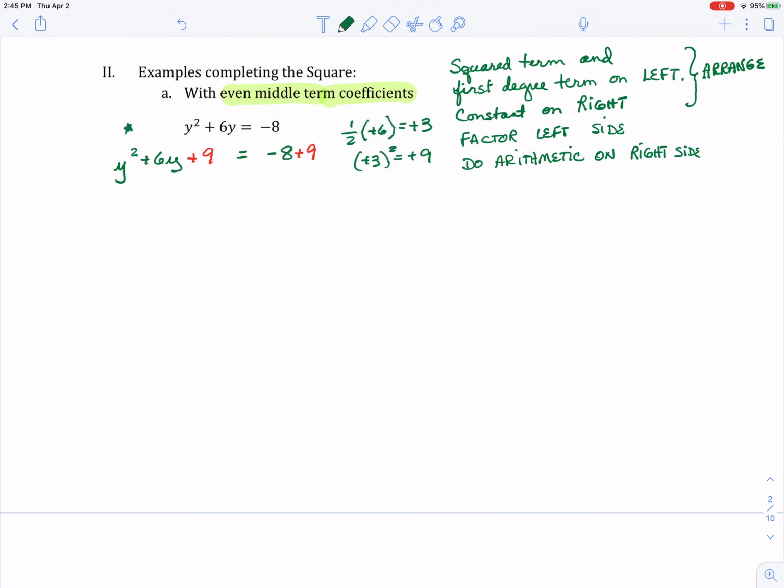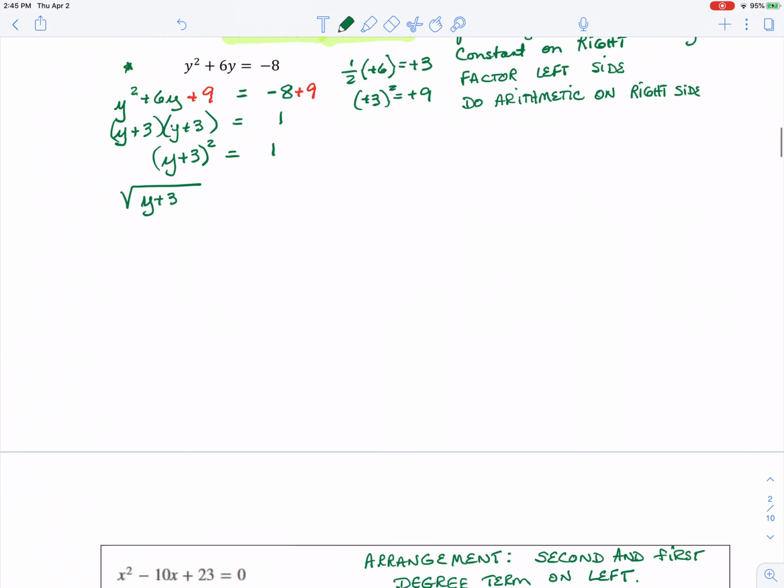So I'm going to factor the left-hand side, and after you've practiced these, you'll be able to immediately go to our goal, which was y plus 3 in parentheses squared. Over on the right-hand side, I'm just doing the arithmetic for now. -8, +9 gives me 1. This is where we come up with our square root method, which we practiced on the last video.